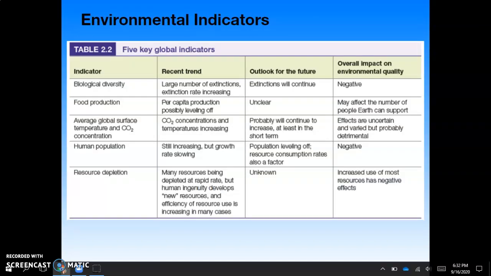So there are 5 key global indicators we need to know about. The first is biological diversity. Recently there's been a large number of extinctions, and the extinction rate is increasing. A lot of scientists think that we're in the middle of a 6th mass extinction. So the outlook for the future is that extinctions will continue and the environmental impact of this will be negative.